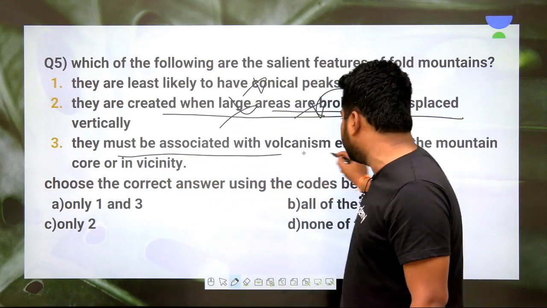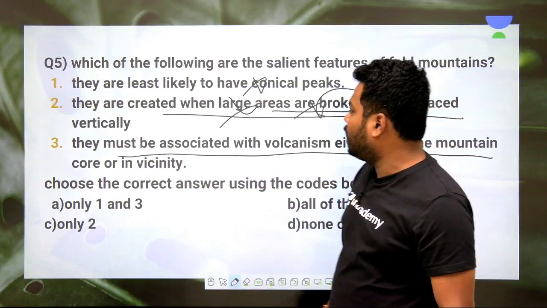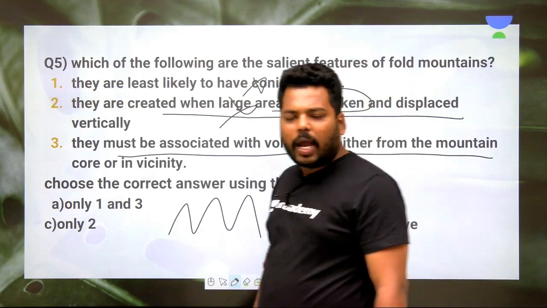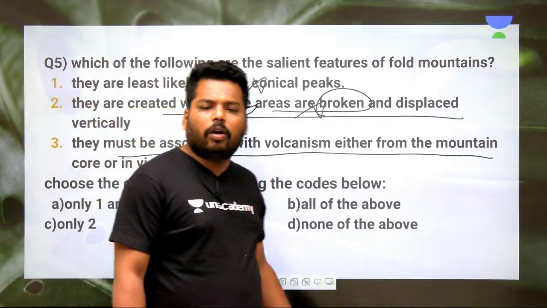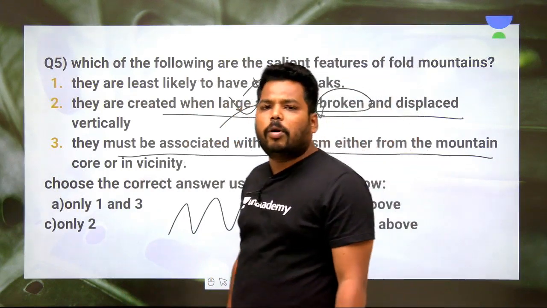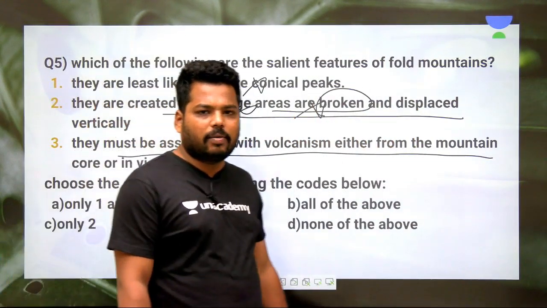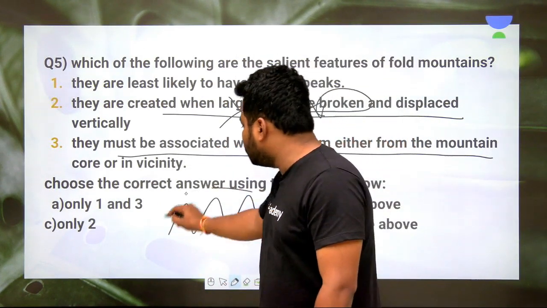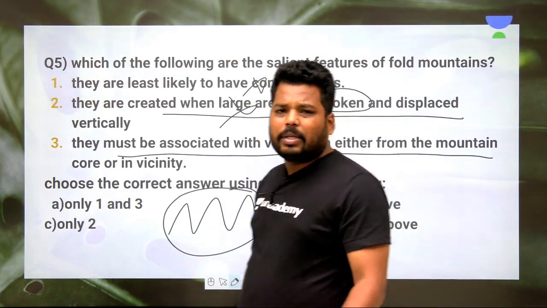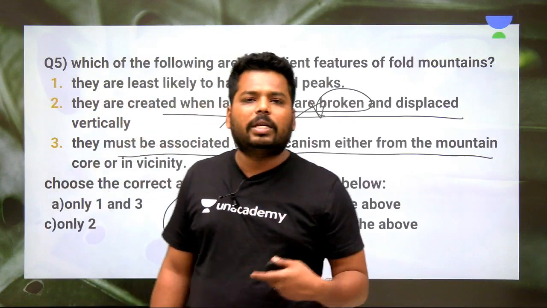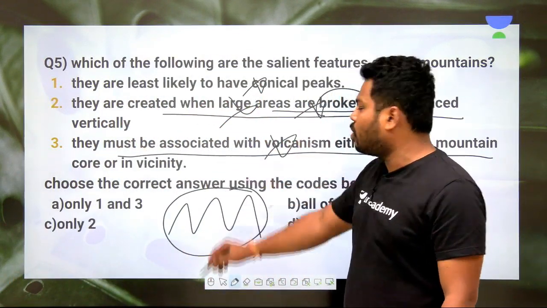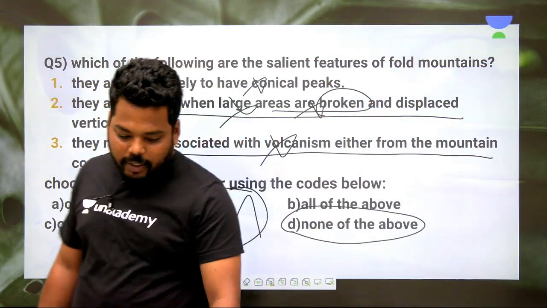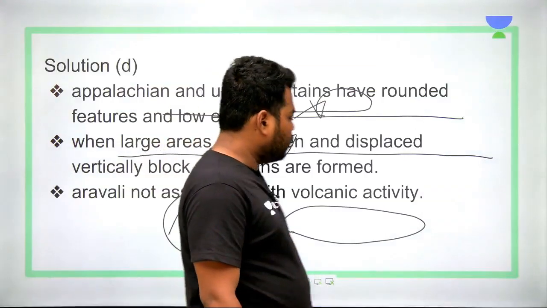Apart from that, they must be associated with volcanism either from the mountain core or in the vicinity. If you see Himalayan ranges, do they have volcanism? No. Aravalli ranges, do they have volcanism? No. So there might be presence of fold mountains without the presence of volcanic activity as well. There is no compulsion that fold mountains coincide with volcanism, and hence fold mountains might be present without volcanism. Example is Himalayas and Aravallis. Hence this is also the wrong statement. Hence none of the above is the perfect answer for this particular question. Clear?